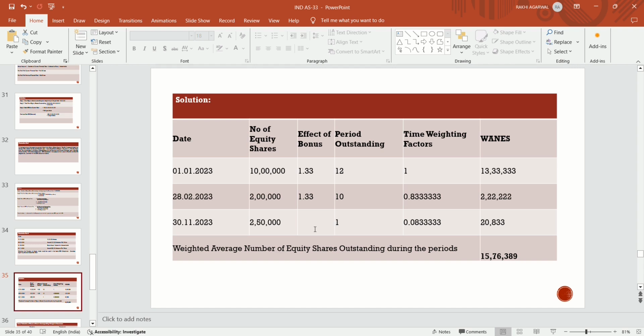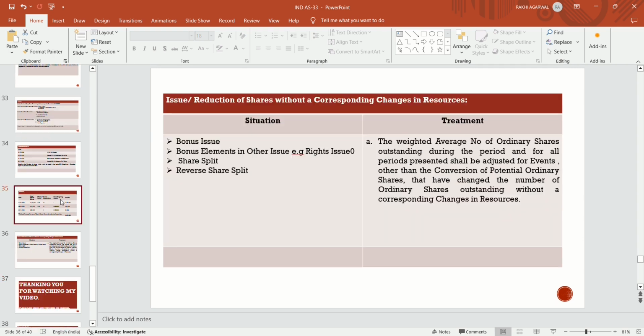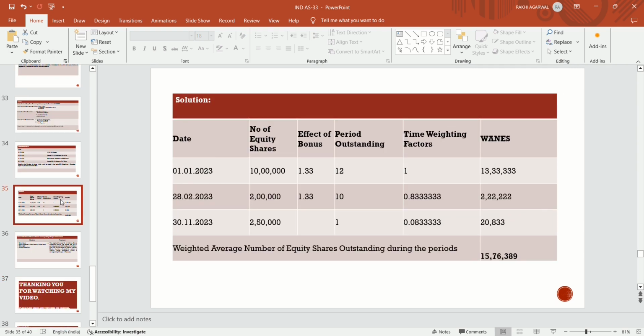Weighted average number of equity shares outstanding during the period: 13,33,333 plus 2,22,222 plus 20,833, so it becomes 15,76,389. This is the total weighted average number of equity shares. This is the concept we discussed regarding the bonus issue. We also discussed the weighted average number of shares, how to calculate it, and how to calculate profit attributable to the equity shareholders after tax, after preference dividend, and after the dividend distribution tax.